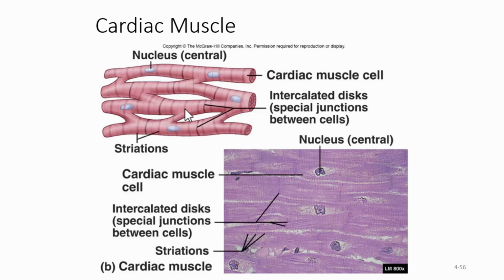This would be cardiac muscle. See how it looks like it's kind of teased apart with centrally located nuclei. So we can see the nuclei here. Okay. We see it looks like it's kind of teased apart. But here's how you can really tell.